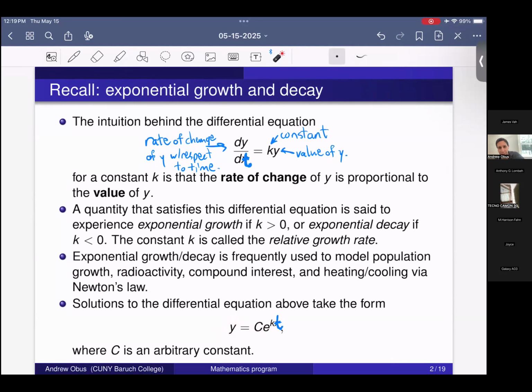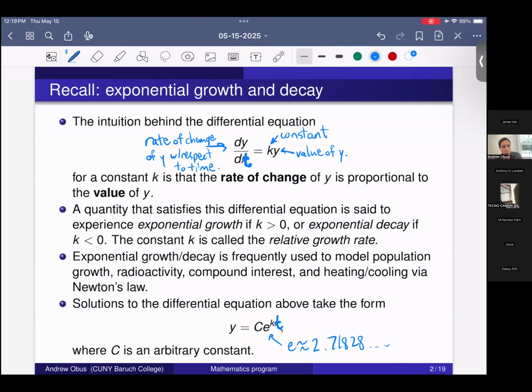So it's a lot of letters. So let's recall what all of these letters mean. So y is the quantity that you're interested in. So it might mean the amount of radioactive material or the amount of population or the amount of money in a bank account. It can mean lots of things. C here is an arbitrary constant. k here is the relative growth rate from the original equation. t is time, and e is this number e. Remember, e is this specific number. e is roughly 2.71828, etc. So it's about 2.7.